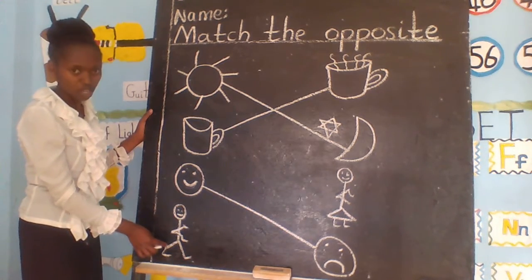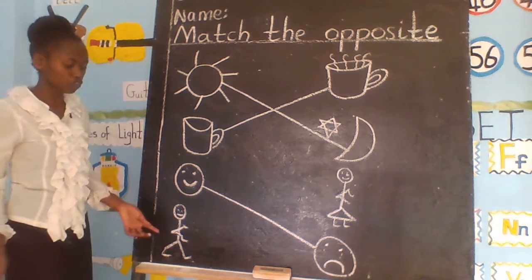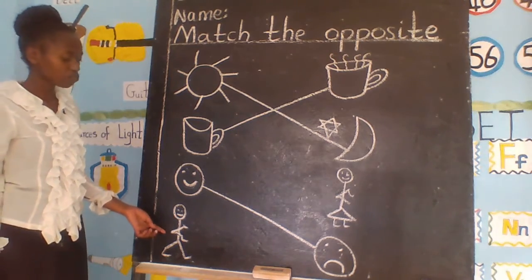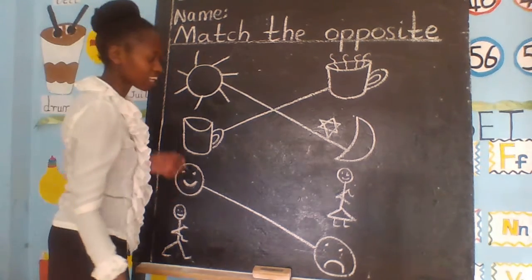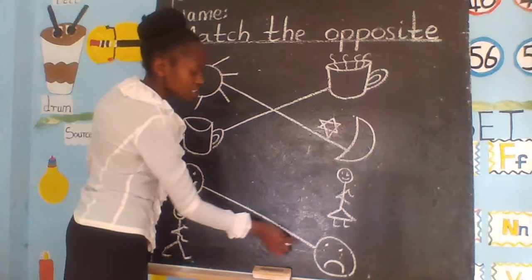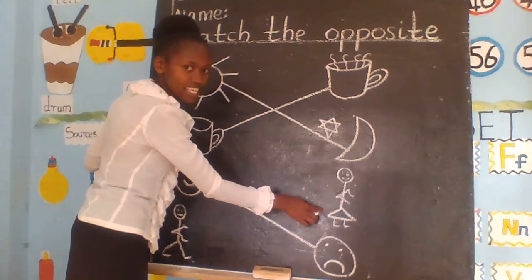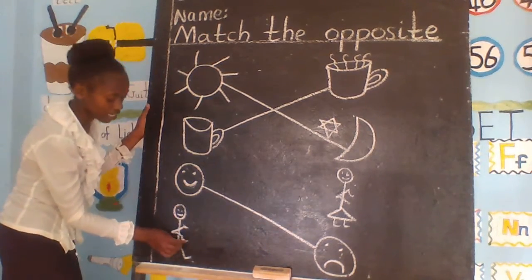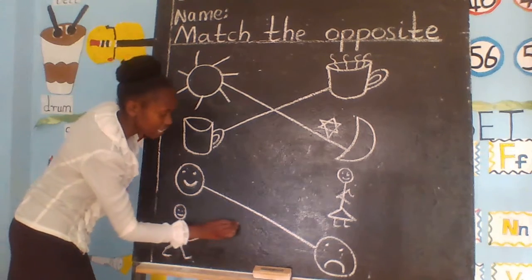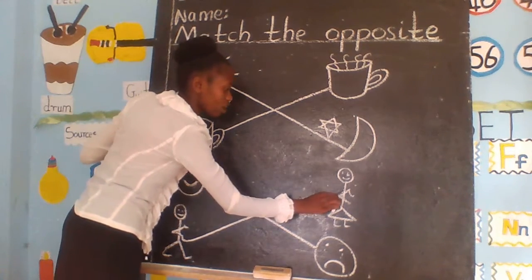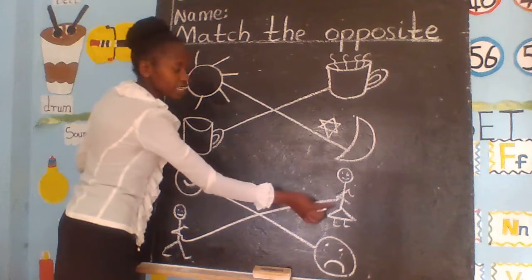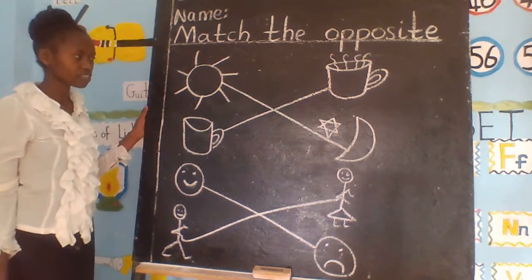Which picture is this? Boy. What is the opposite of boy? The opposite of boy is girl. Where is the picture for girl? This one? No. This one? Yes. So you match. The opposite of boy is girl. Okay, children? Okay.